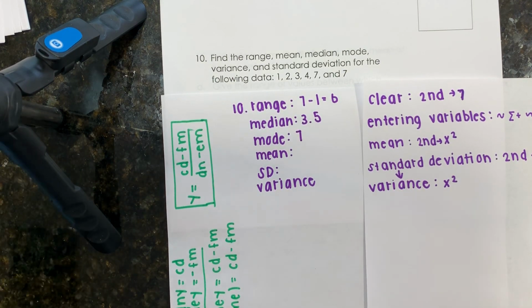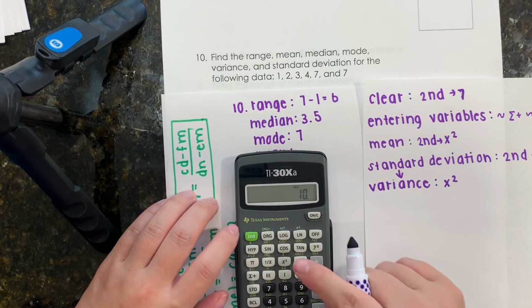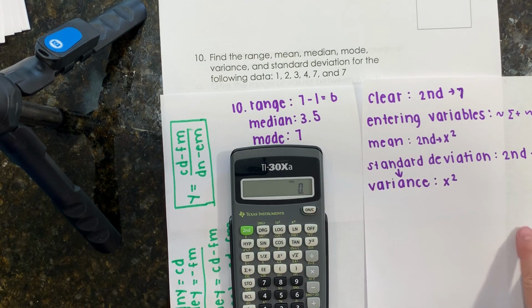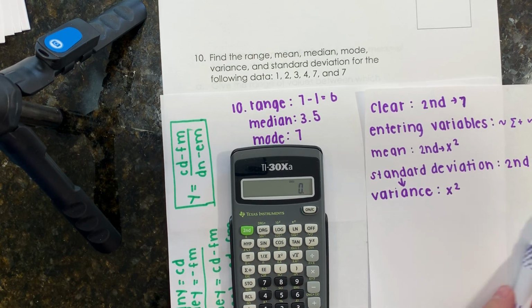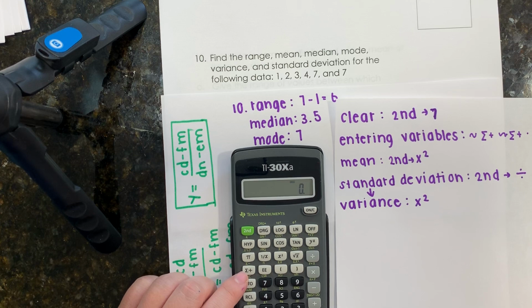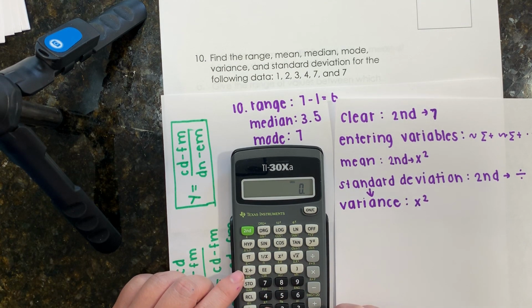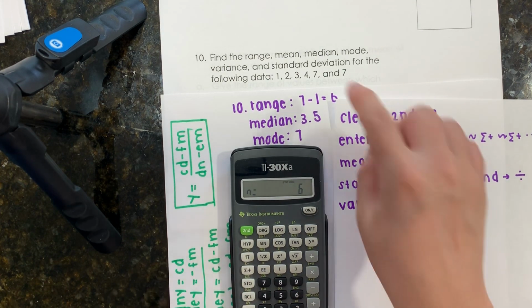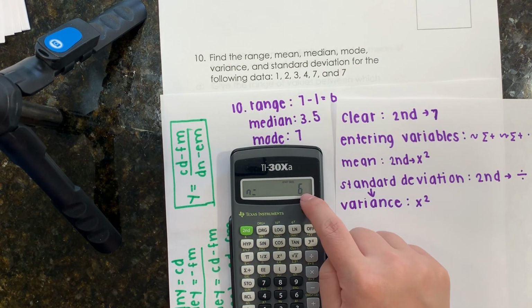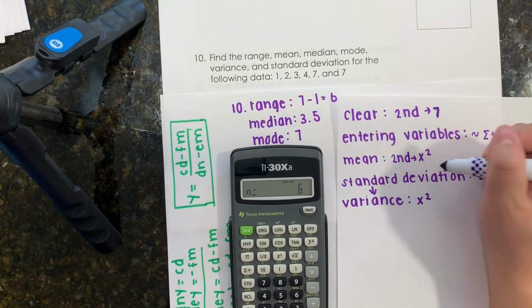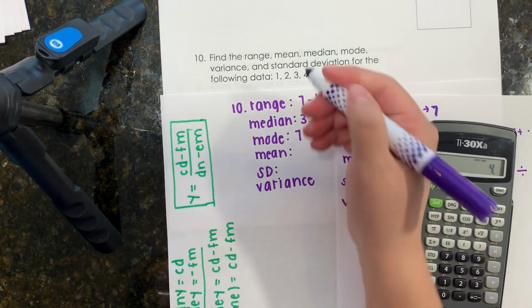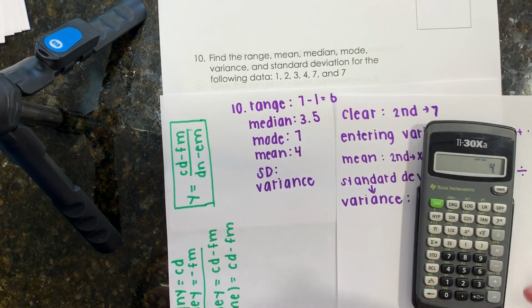Now for the mean, I'm going to make sure my calculator is clear and do second 7. It says error, that means it was already clear, so I'm just going to click the on button and clear it. Now I'm going to enter all my variables using this button that's right below the pi symbol after every variable I plug in. So 1, 2, 3, 4, 7, 7. So I'm going to count, make sure I have 6 variables.